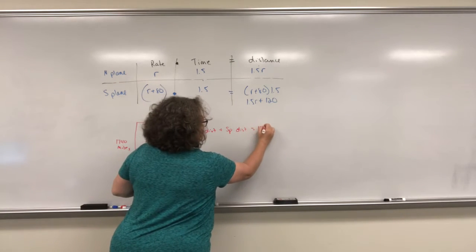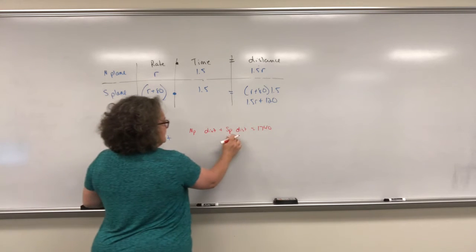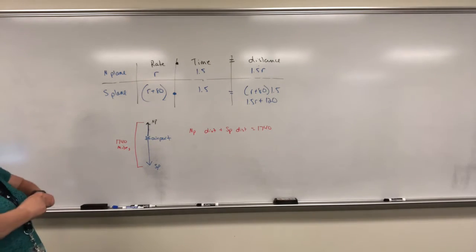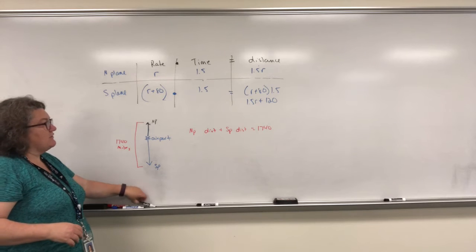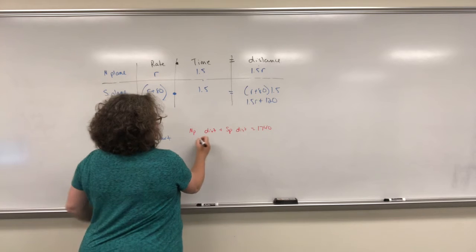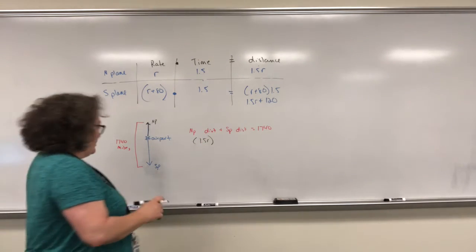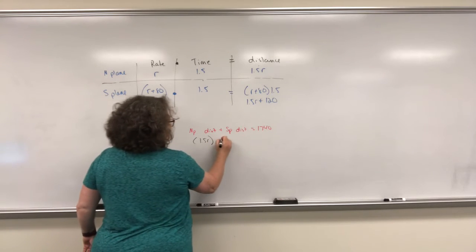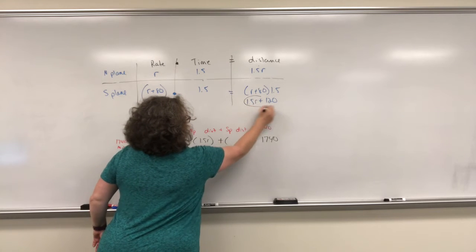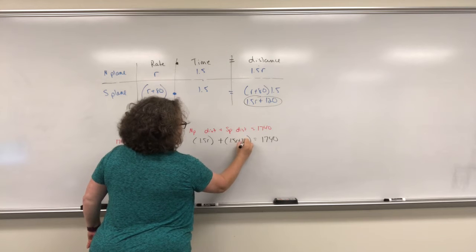So north plane distance plus the south plane distance equals 1,740. We now have our equation and we can plug it in and solve it. So what is our north plane distance? Our north plane distance is 1.5R. I like to put them in parentheses when I have more than one piece of information. Plus, what's my south plane distance? Right here, it would be 1.5R plus 120.